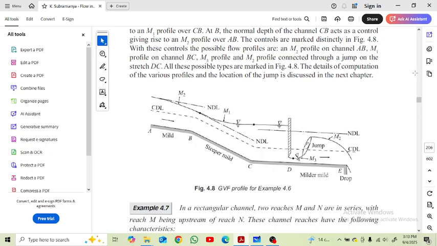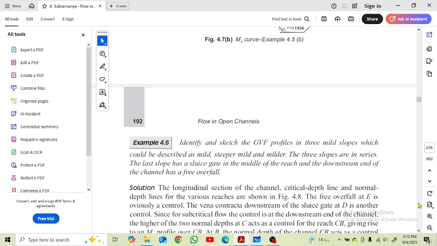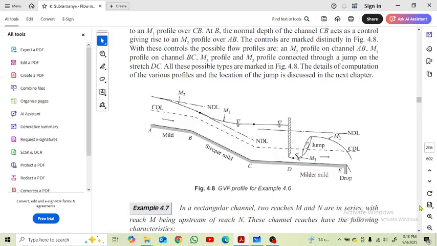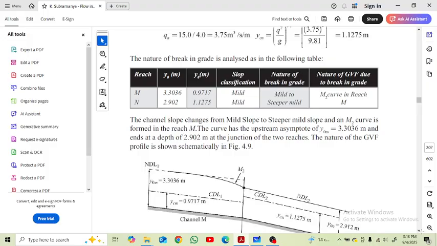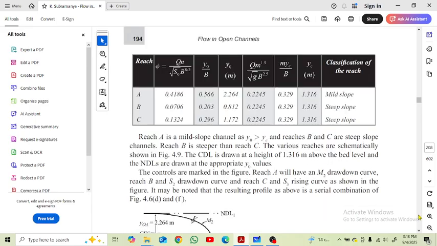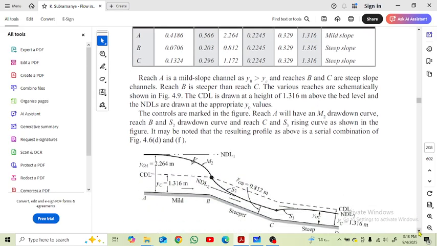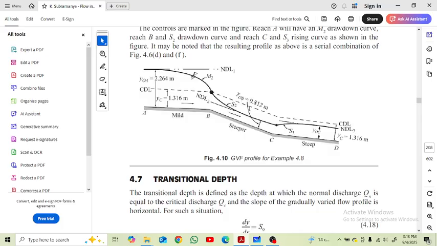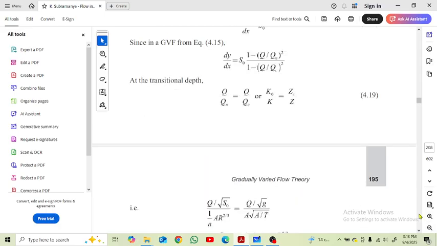Note it down. This is example number 4.6. It's a very important one for the final exam. This is a composite one. You need to learn this. Another one is in the unsolved examination examples. Here you can see an M2 profile, an S2 profile, and an S3 profile. You have to go through this one also. Mild to steeper, steeper to steep. You can go through this one. You just learn how to combine this water surface profile.